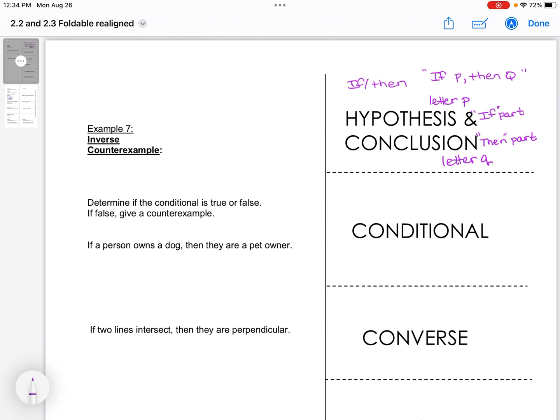So basically I just told you what goes on here. The whole conditional statement is the if-then. Hypothesis is the first part, conclusion is the second part. This is when you put them together, the hypothesis and the conclusion. That's your conditional statement. So it's a statement in the form if-then.